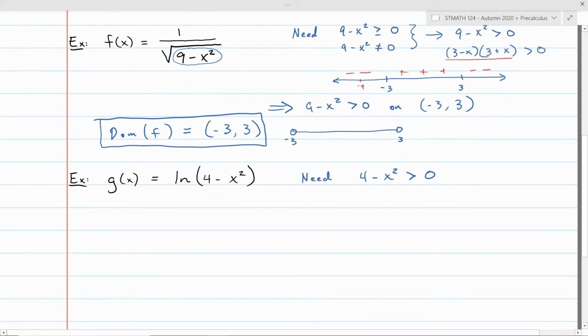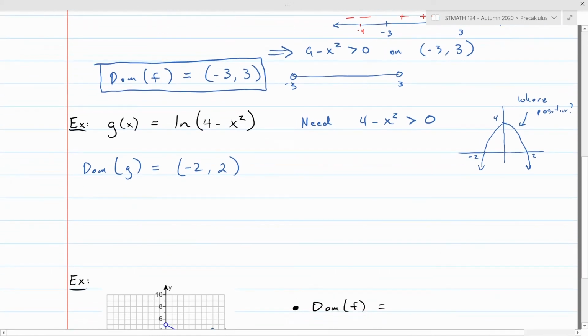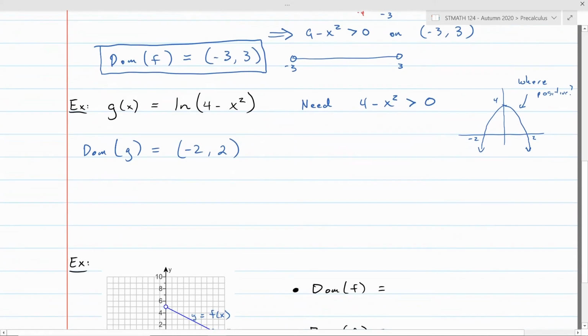When you think about 4 minus x squared, it's just like the previous example. One way to think about this is that 4 minus x squared is a parabola with the vertex at 4, and it goes through the x-axis at negative 2 and positive 2. So where is that positive? Well, you can see pretty clearly that it's positive between negative 2 and positive 2. So here the domain of g is going to be the interval from negative 2 to positive 2, because that's the values of x where the input of that function will be positive. And the endpoints can't be included because it's equal to 0 there, and natural log of 0 is undefined.